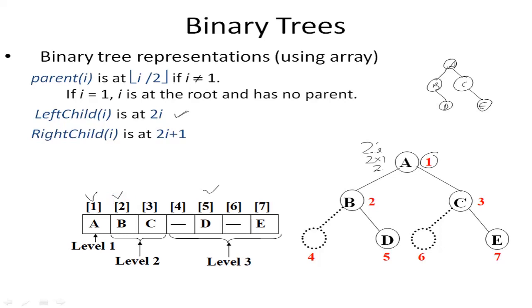Now I want to save C. So where do I save C? At location 2i plus 1. So 2 into i is nothing but the node number of A, so it is nothing but 1. 2 into 1 is 2 plus 1, so this becomes 3. So the right node of A should be saved at location number 3. So C is saved here.